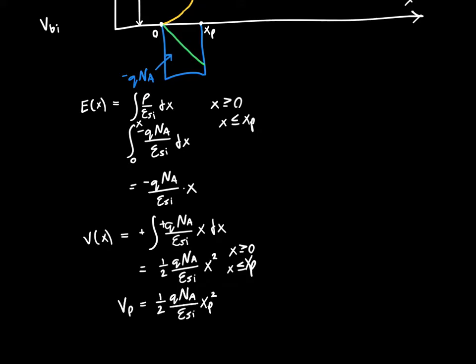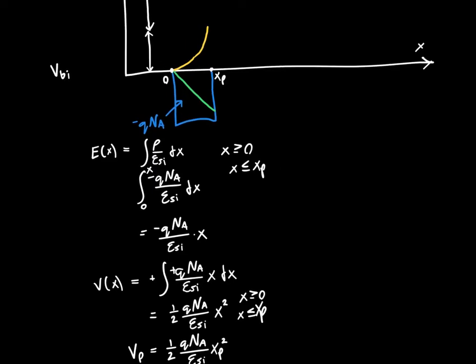And if you're wondering why I'm doing this, it's because I was puzzling over how to actually solve this problem for a long time. And the only way I can think of to do it without an absurd amount of calculus and math is this way. So this might seem a little strange, but that's why I'm doing it this way. So let's just write that result up here. VP is just 1/2 Qna over epsilon silicon times xp squared.